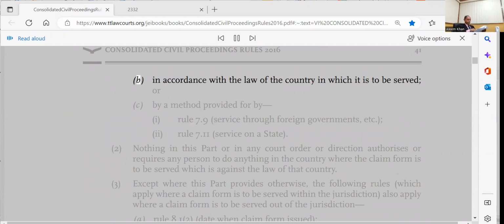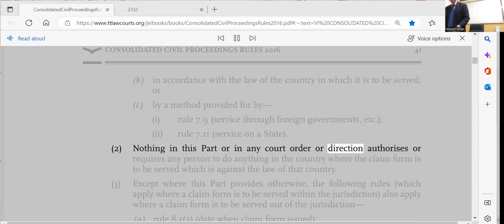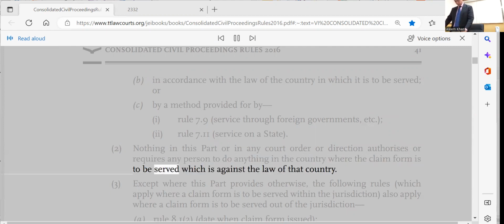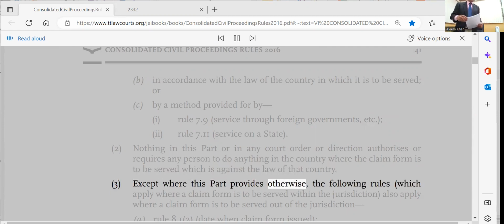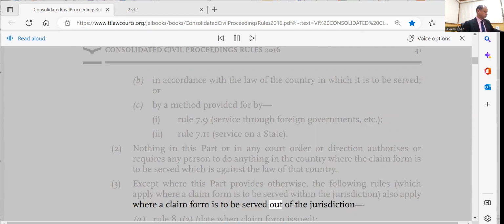b. in accordance with the law of the country in which it is to be served, or c. by a method provided for by 1. Rule 7.9, Service through foreign governments, etc., or 2. Rule 7.11, Service on a state. 2. Nothing in this part or in any court order or direction authorizes or requires any person to do anything in the country where the claim form is to be served which is against the law of that country. 3. Except where this part provides otherwise, the following rules, which apply where a claim form is to be served within the jurisdiction, also apply where a claim form is to be served out of the jurisdiction.